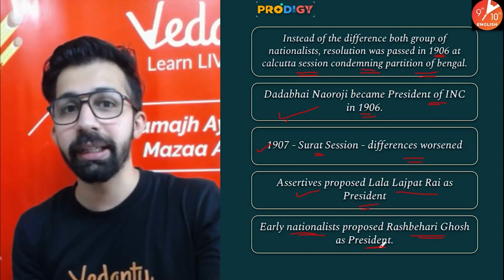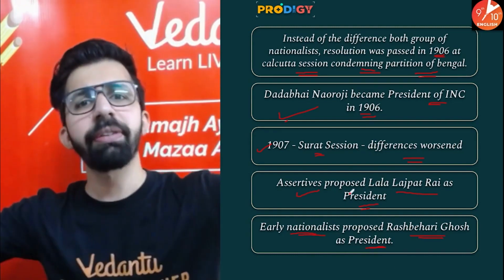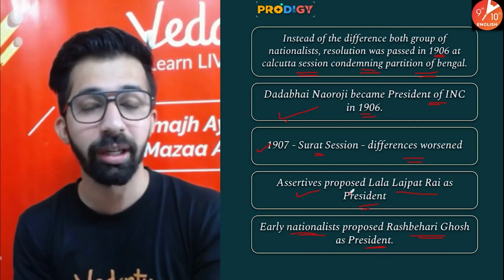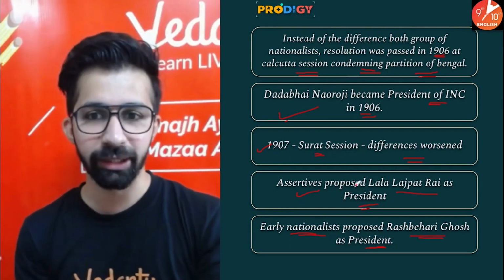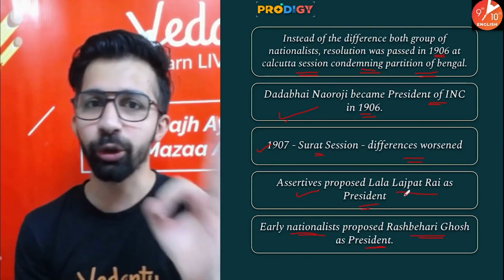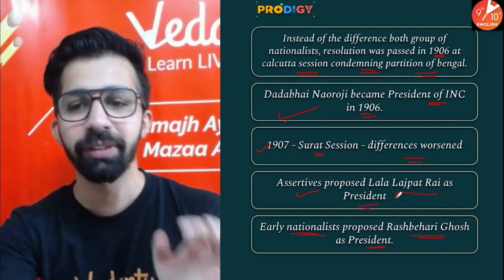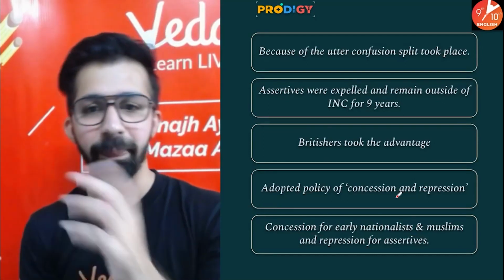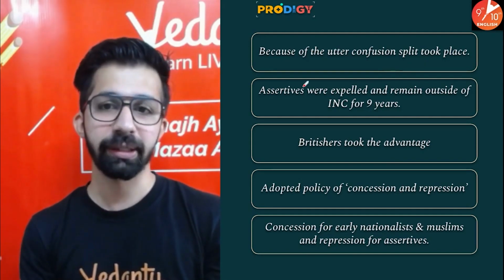But in 1907, what happened, guys? This was the main reason. By the way, there were many reasons, but this was the main reason behind the split of the Surat session in 1907. Assertive nationalists proposed Lala Lajpat Rai to be the president of Indian National Congress. On the other hand, early nationalists had a view that Rash Bihari Ghosh should be the president. But because of the utter confusion, the split took place.